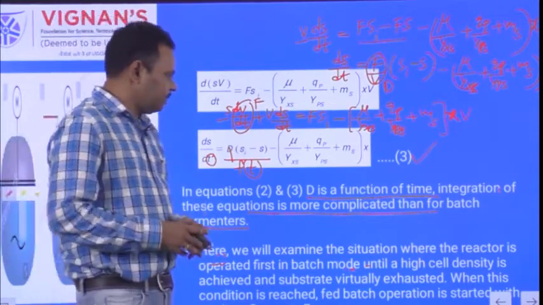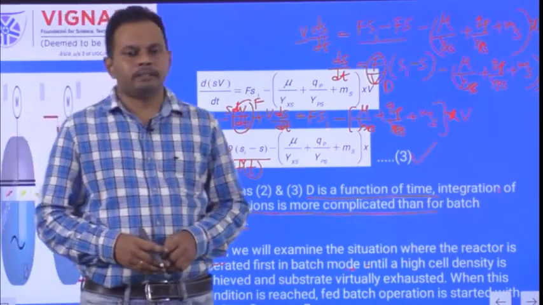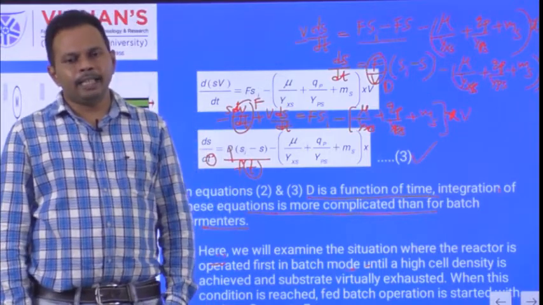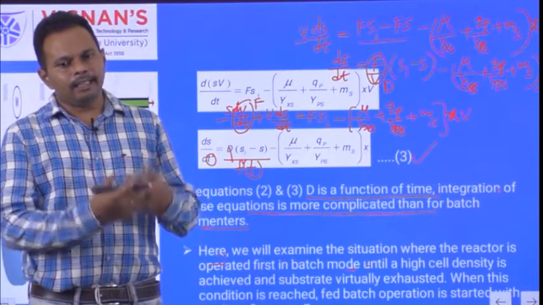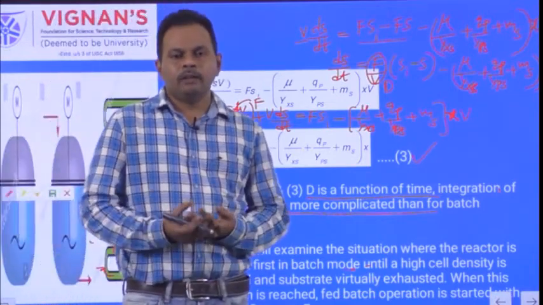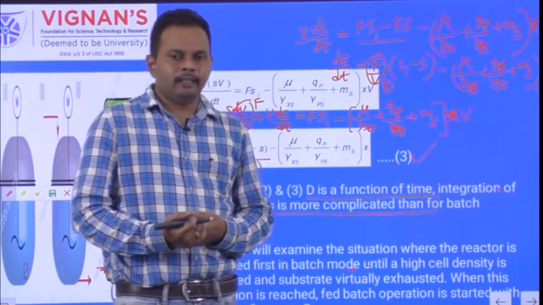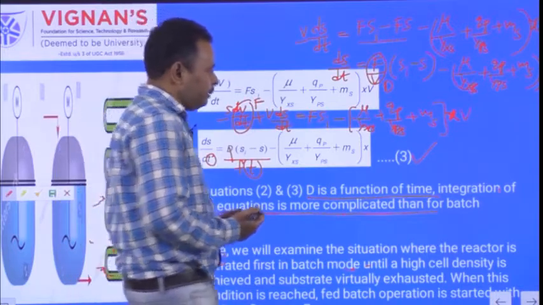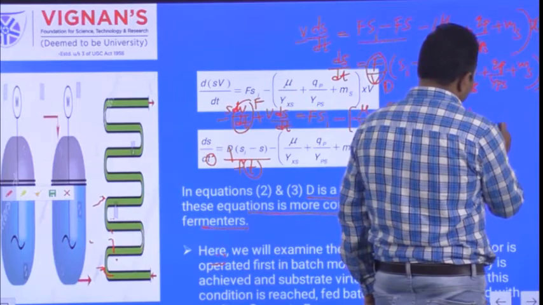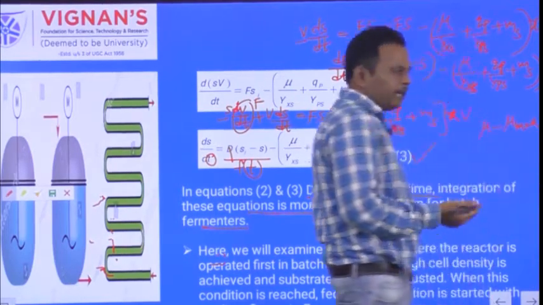Once the cell density reaches a significant value, start to add the feed. Start the fed batch operation. Immediately, what happens? The cells are already at a high cell density. At that condition, whatever amount of substrate you give, all the substrate is consumed by the cells. Again, the cell concentration reaches the maximum value, and mu reaches the mu max value.